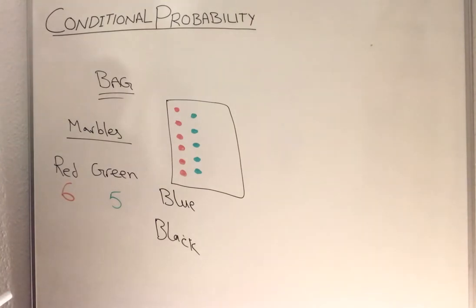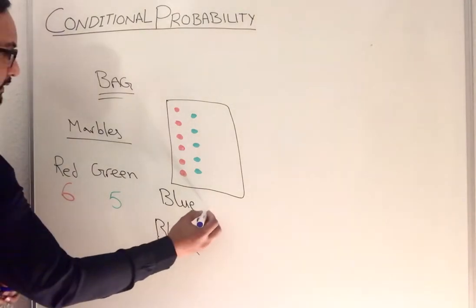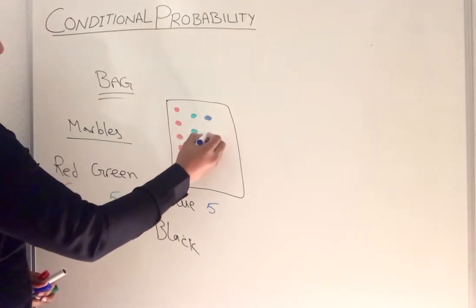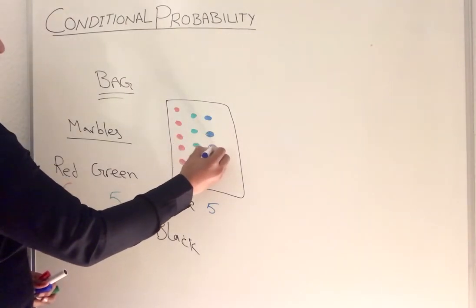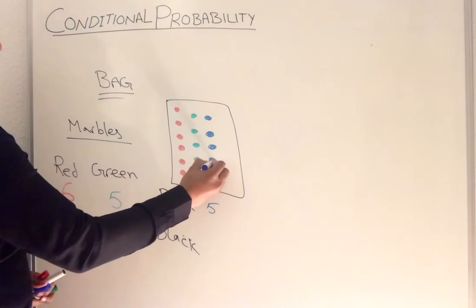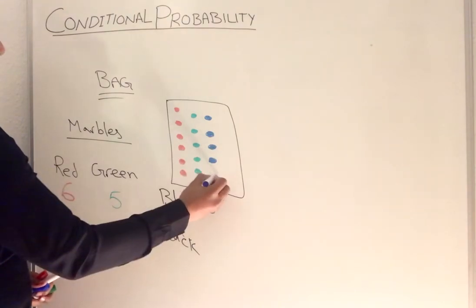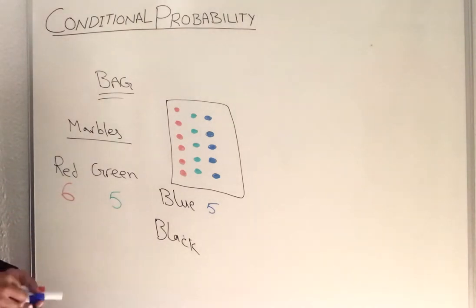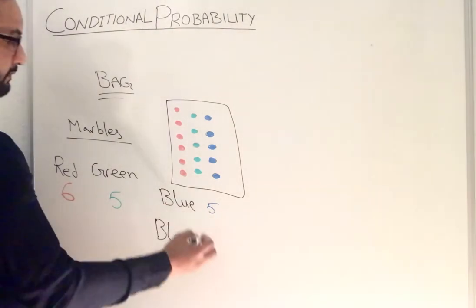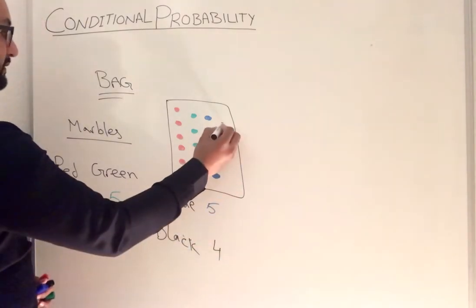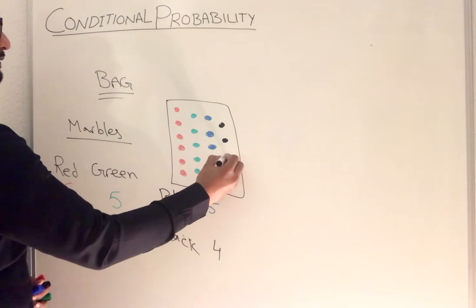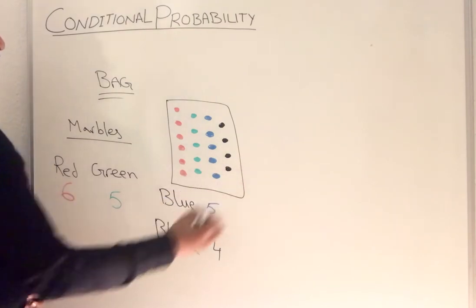And how many blue marbles are there? We have 5 blue marbles: 1, 2, 3, 4, and 5. And how many black marbles do we have here? We have 4 black marbles: 1, 2, 3, and 4.